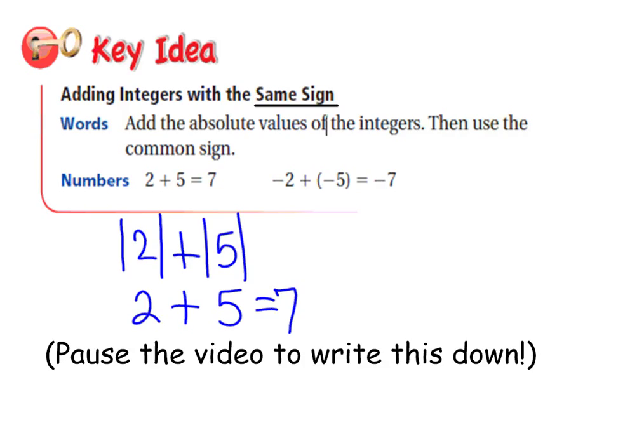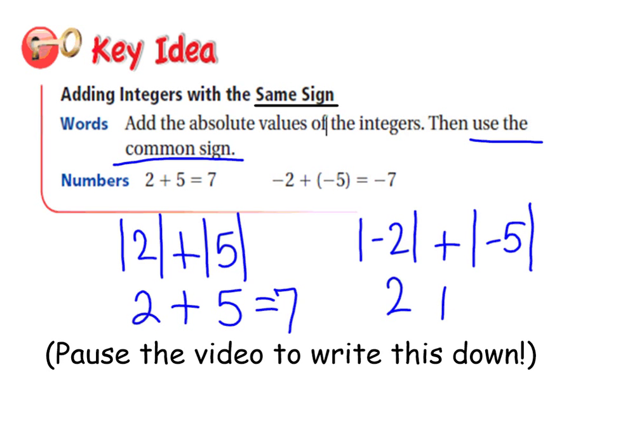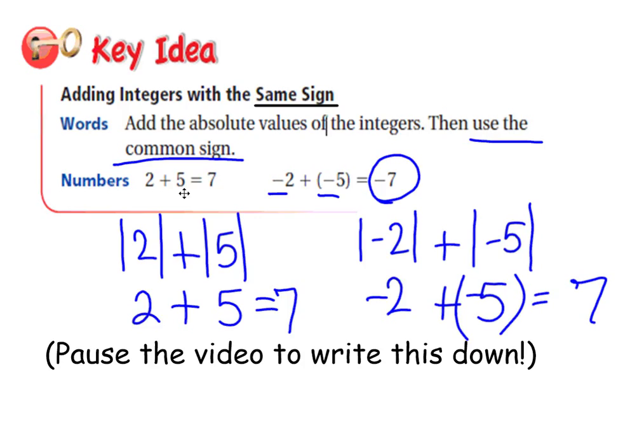Now, when we look at the next example, negative 2 plus negative 5 equals negative 7, we have to use the common sign. In this case, we have the absolute value of negative 2 is 2, plus the absolute value of negative 5, which is 5. Now, it equals 7, but we have to use the common sign. Since negative 2 is negative, and negative 5 is also negative, I'm going to put a negative sign in front of that. The sum of those two is negative.